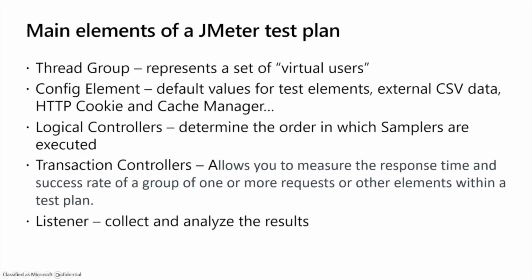Now, the main elements in your JMeter test plan. The very first one is the thread group. That represents the set of users that we are going to simulate, so how many users you are going to simulate. The thread group itself has several other properties we will be seeing in the demo. And then we have a config element, which covers your data input files, your key management, your cache manager, and so many other things that you can use. Not everything is applicable to the test that we are going to do, but there are many other features and functionality in the config element.